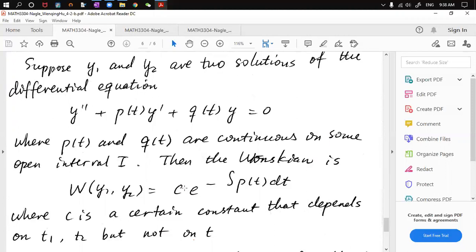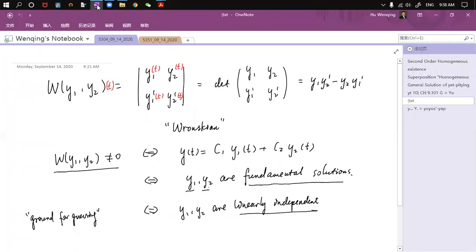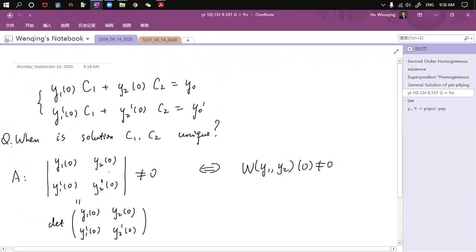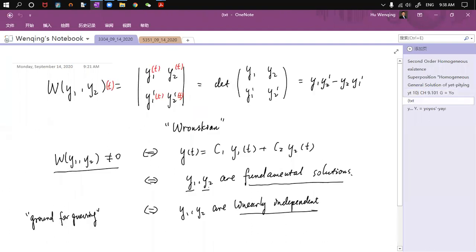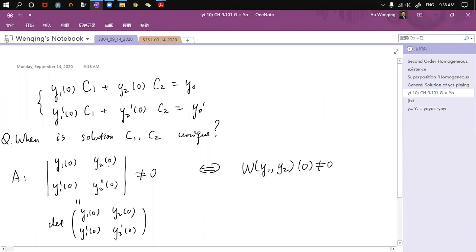So that's a nice theory. It gives you a theoretical background why we ignore that t. We just need the Wronskian to be non-zero at a certain point, no matter which point it is. You can check an initial point, but not necessarily so. You can check the Wronskian at any other point, and if it is non-zero, then it is completely fine. If it is non-zero at one point, it is non-zero everywhere.